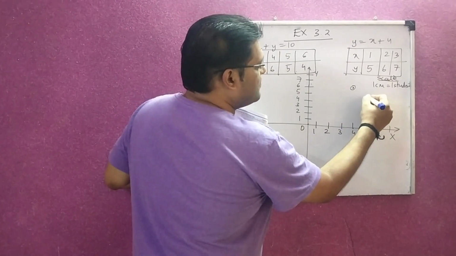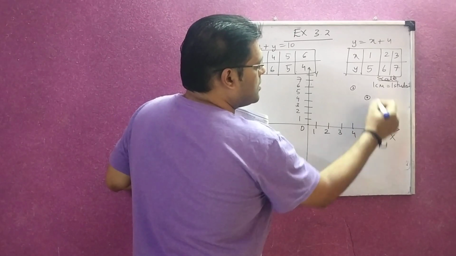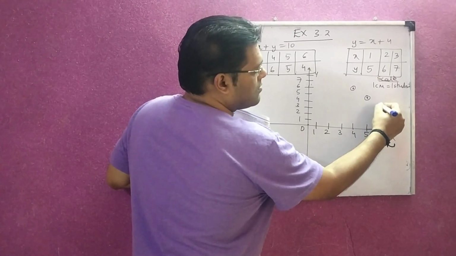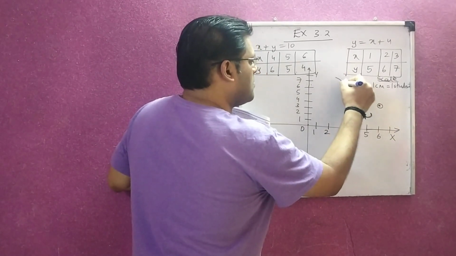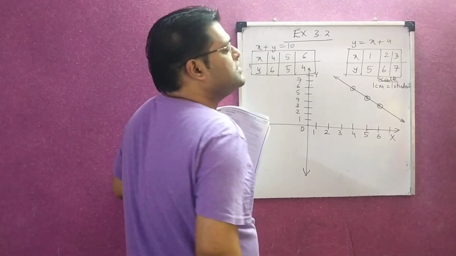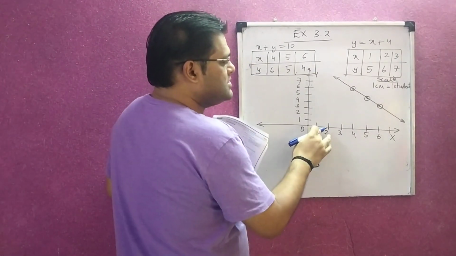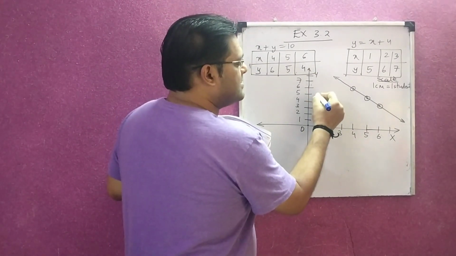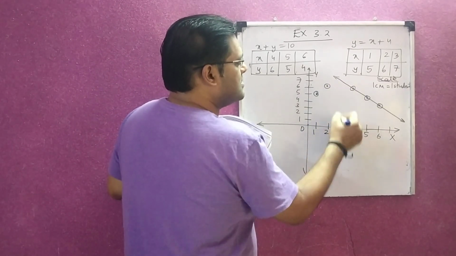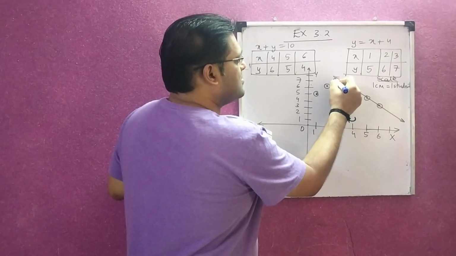x5 and y5, and x6 and y4. Right, you draw your first line. Then you have x1, y5 for the second line, x2, y6 and x3, y7.